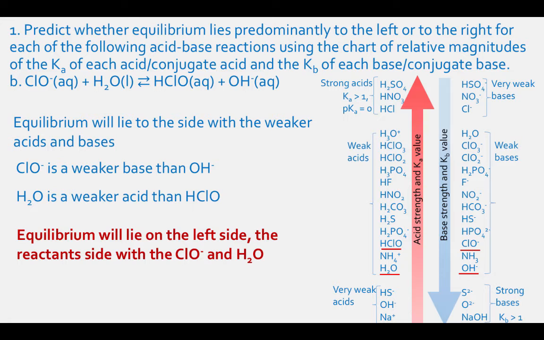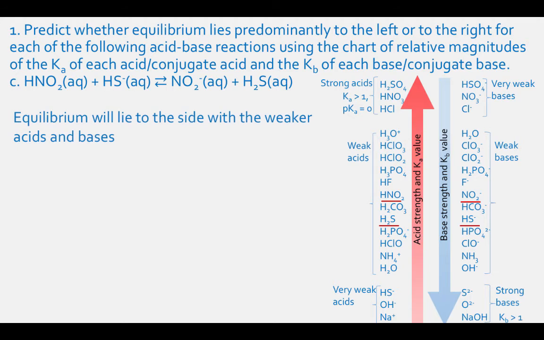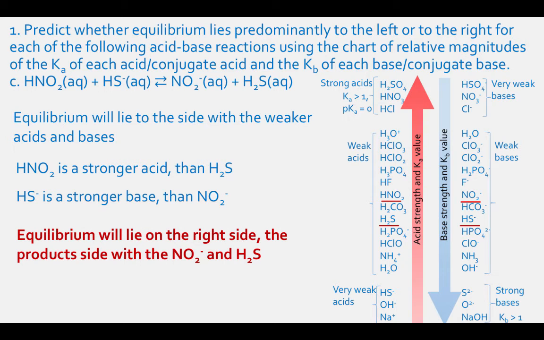For letter C, find HNO2 on the chart, and you will see that it is a weak acid, and NO2 negative is a weak base. HS negative must be a weak base, and H2S is a weak acid, but the equilibrium will lie on the side that has the weaker acid or base. By comparing the acid HNO2 to the conjugate acid H2S, we find that HNO2 is a stronger acid. By comparing the base HS negative to the conjugate base NO2 negative, we find that HS negative is a stronger base. Since equilibrium lies on the side with the weaker acid and base, the NO2 negative and H2S are the weaker of the acid-base pairs. Equilibrium will lie predominantly on the right side.